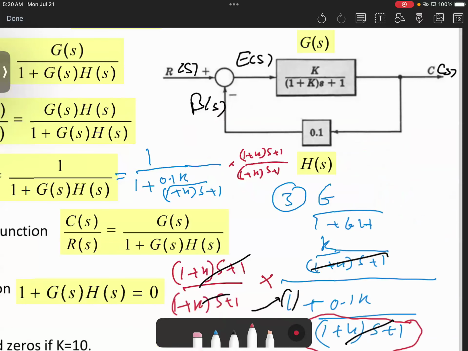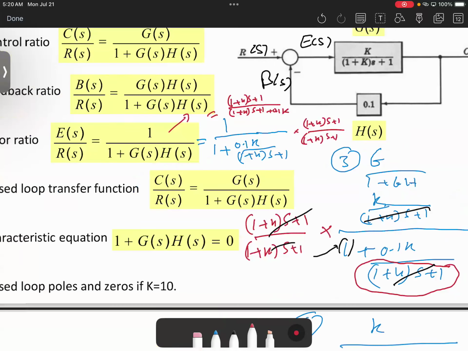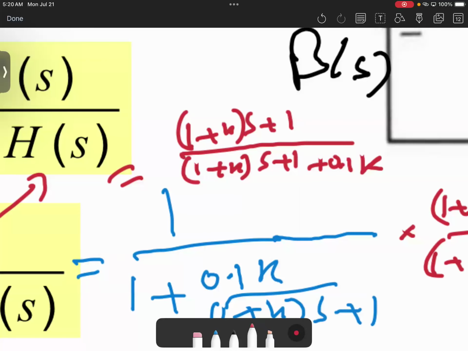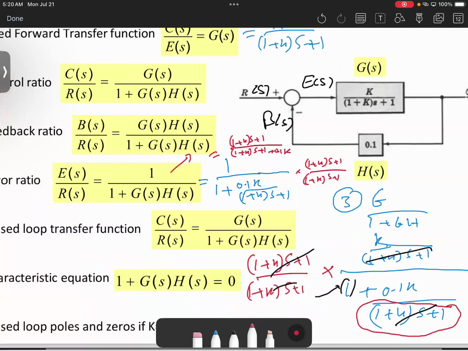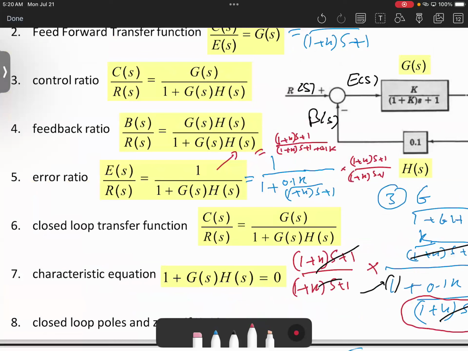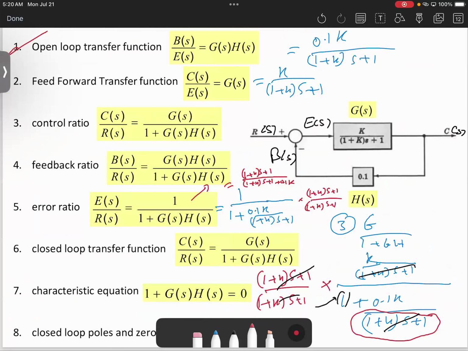Now the next thing. Yeah, this is number 4. Oh, I forgot this. Okay, I talked about number 1. Okay, number 4. Now, we did number 1, 2, 3, 5, and now we missed 4. Let's do number 4, which is the feedback ratio. Feedback ratio, basically, we will treat it as B of S over R of S. That's how we treat it.